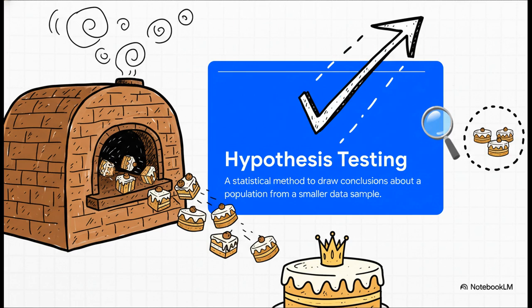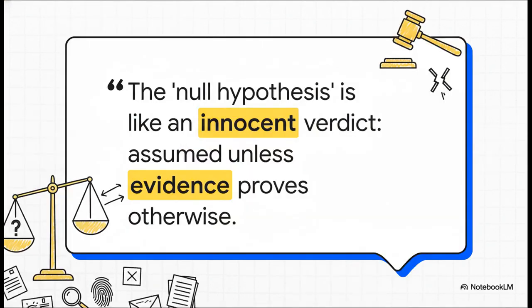We can't test every single cake that ever comes out of that oven, right? But we can take a small random sample of cakes and use statistics to make a really good, educated guess about all the cakes. It's all about using a little bit of data to make a confident conclusion about the whole big picture. I love this analogy because it captures the mindset perfectly.